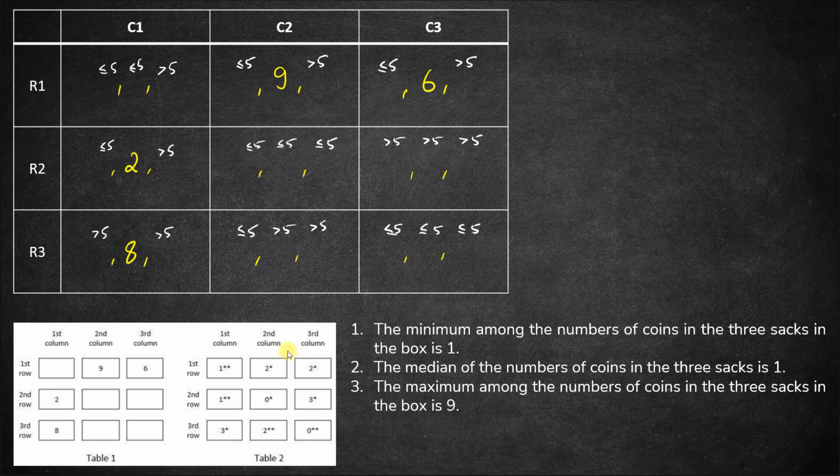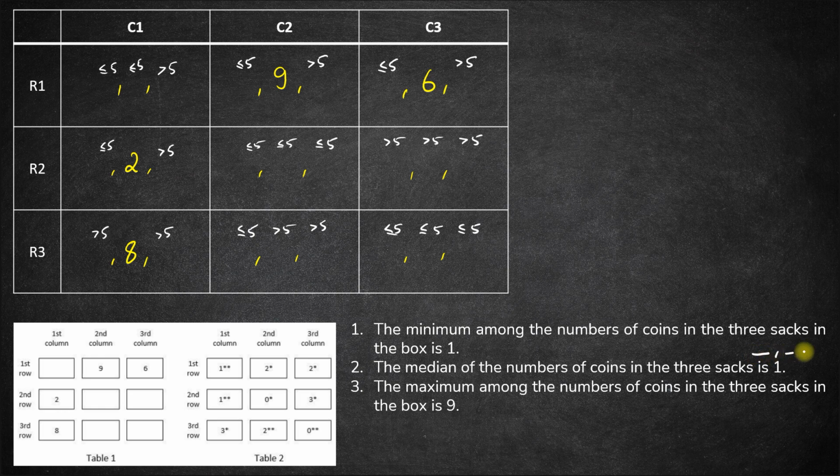Next, let's focus on the asterisks. So there are certain boxes with 2 asterisks and there are certain boxes with 1 asterisk. So let's first focus on those boxes which have 1 asterisk only. Now if there is only 1 asterisk, that means only one of these 3 conditions would be satisfied. Let's first discuss these 3 conditions. The first condition is that the minimum number of coins in a sack is 1. The second says that the median number of coins in the sack is 1.